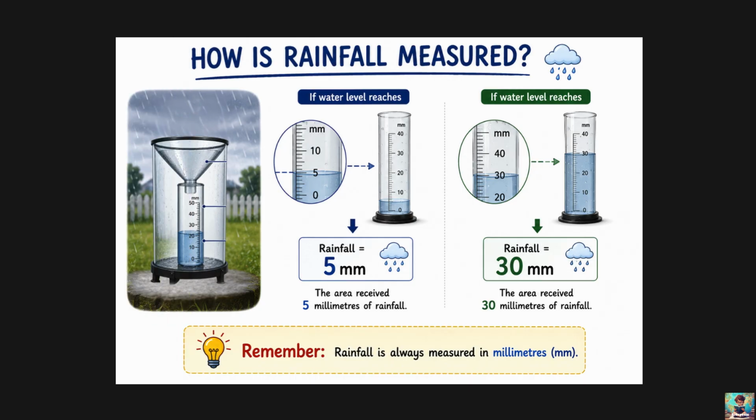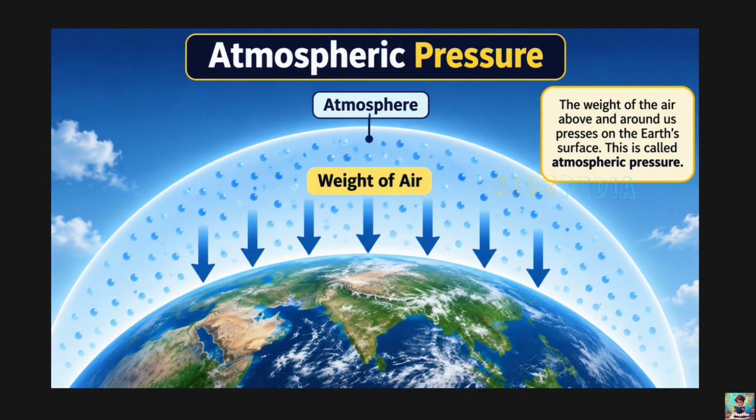Now, let's see how is rainfall measured. Suppose after one day's rain, the water collected reaches the 5 mm mark on the measuring scale. Then we say that the area received 5 mm of rainfall. If the water reaches 30 mm, then the rainfall is 30 mm. So remember, rainfall is always measured in millimeters, that is mm.